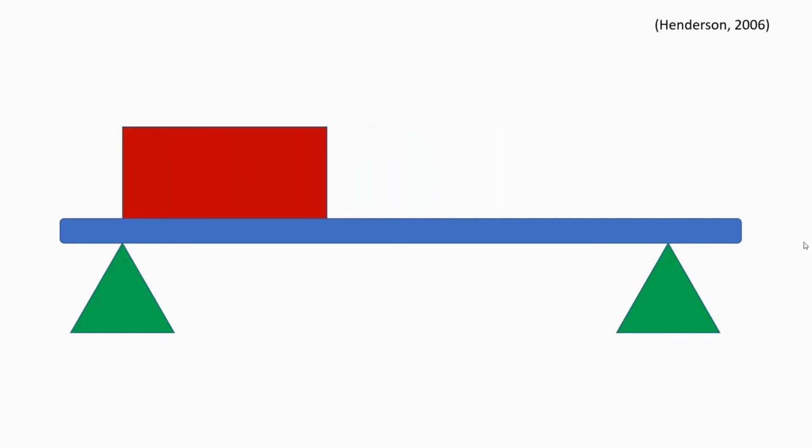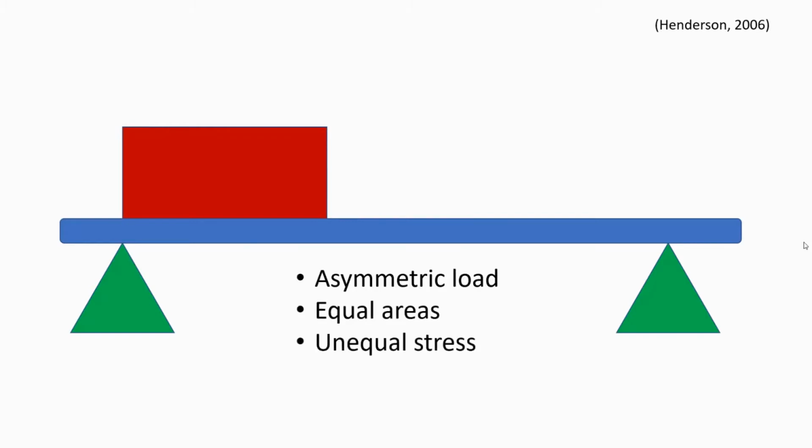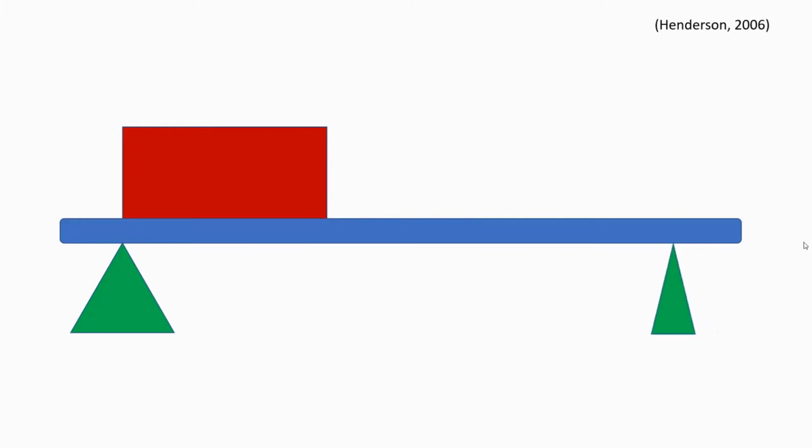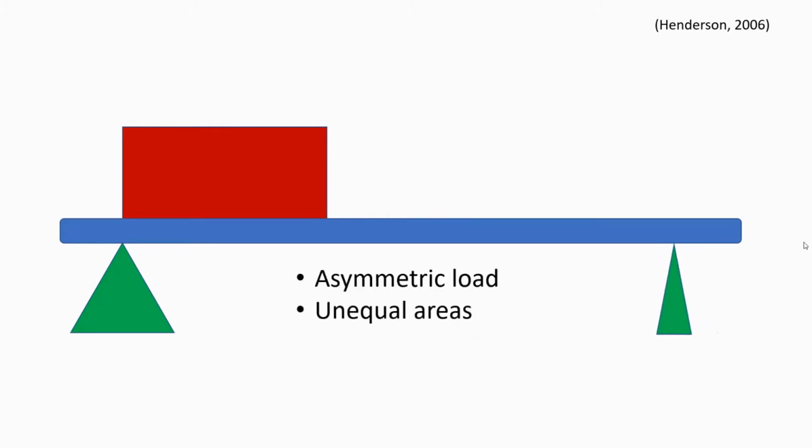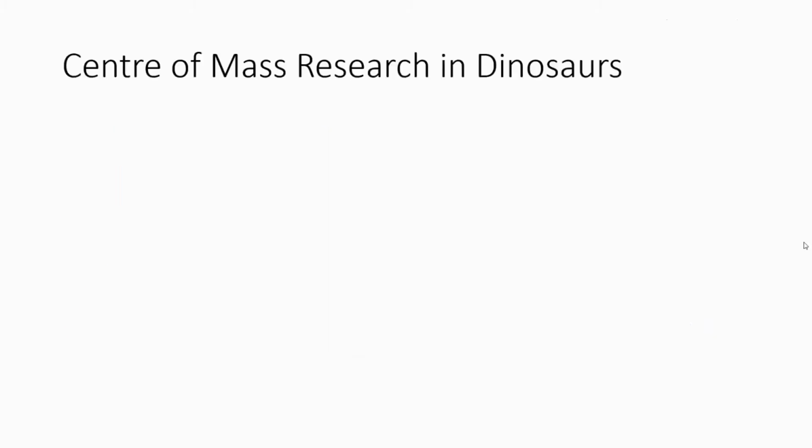So if you have a lot of the center of mass asymmetrically in one direction, you have equal areas but unequal stress. This will cause possible damage to the overloaded foot, and it might be beneficial to have asymmetrical load: unequal areas and equal stress. If this is the cause of extreme heteropody, you would expect heteropody, so foot size difference, to be correlated with center of mass position. And that's what we're going forward with here.